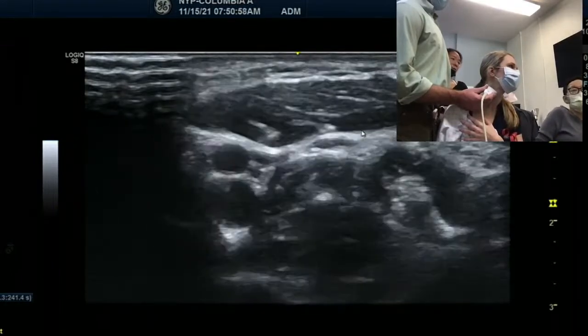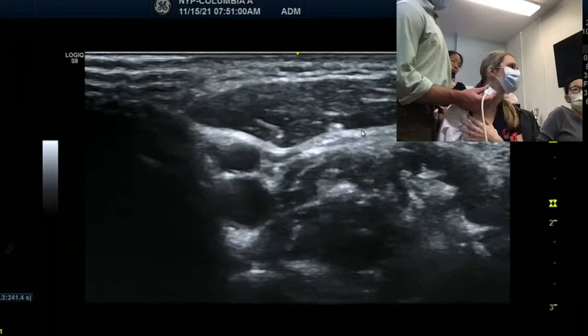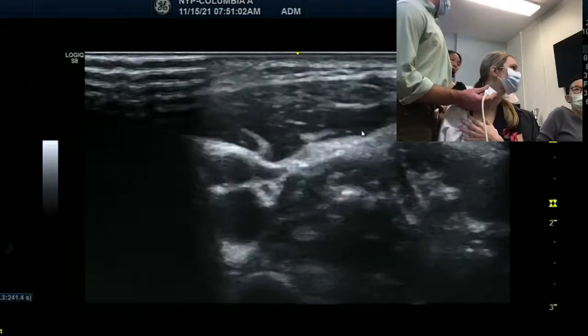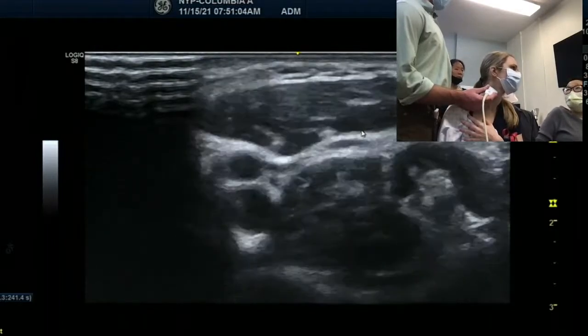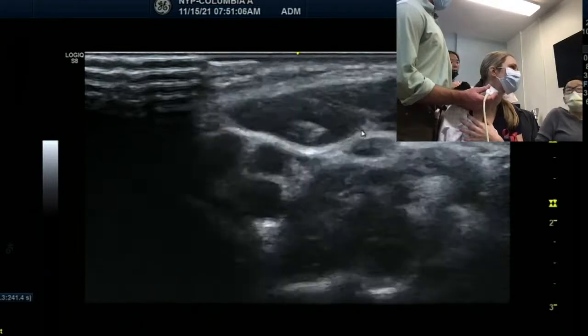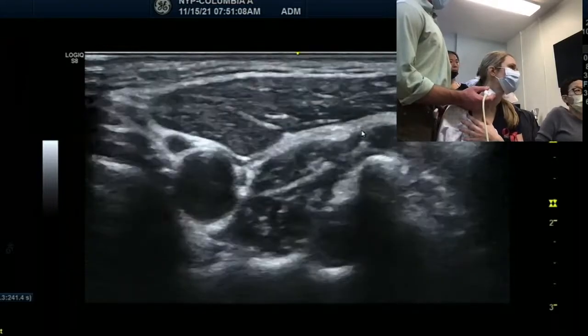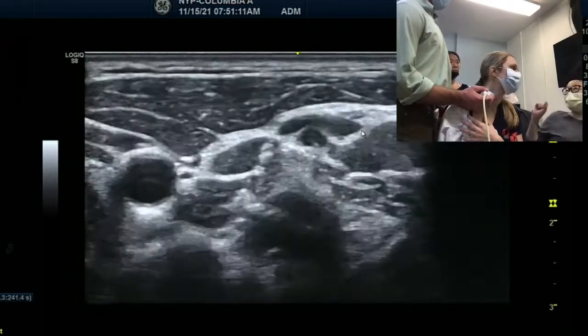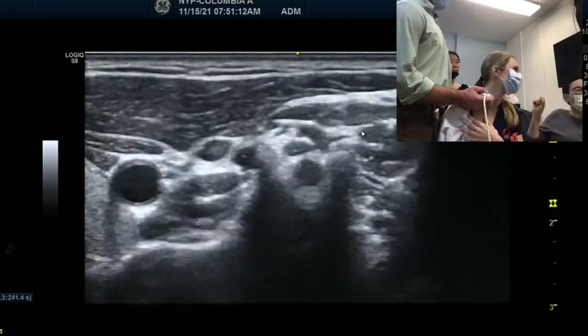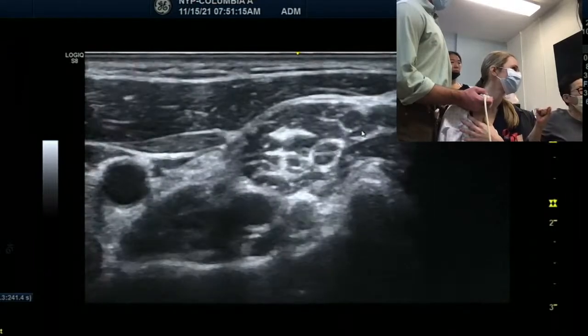C4, C5. What can be together? The phrenic nerve comes from 3, 4, 5. Yeah, 3, 4, 5. Yeah, it's phrenic. So that must be the phrenic then. That's interesting, going into the nerve root. Yeah, it is. Oh my god.